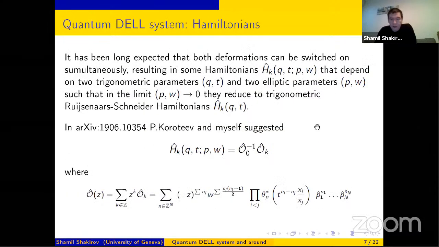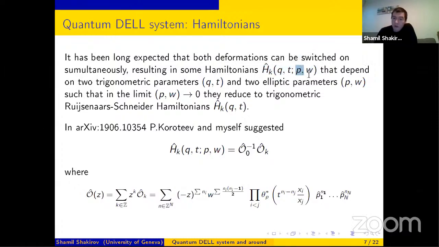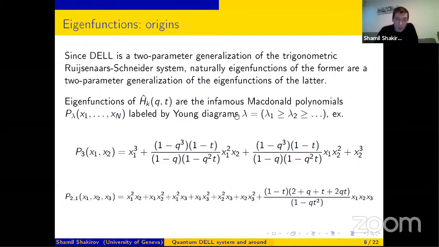So I want to talk now about eigenfunctions of the system. There is no mystery because this is a deformation of the system that we know about. The eigenfunctions should be the deformations, also the two-parameter deformations of the system that we know about. And the system that we know about is the trigonometric Ruijsenaars-Schneider system.